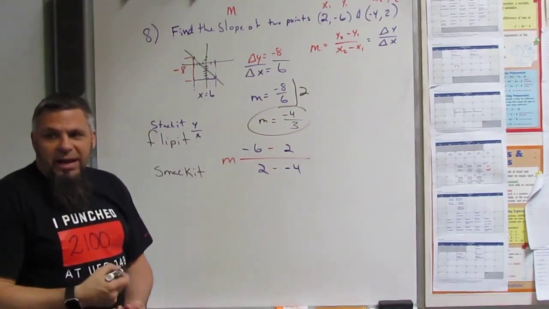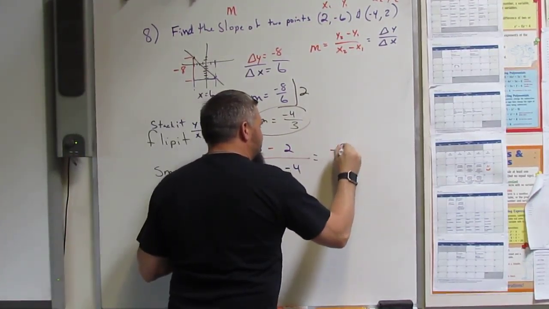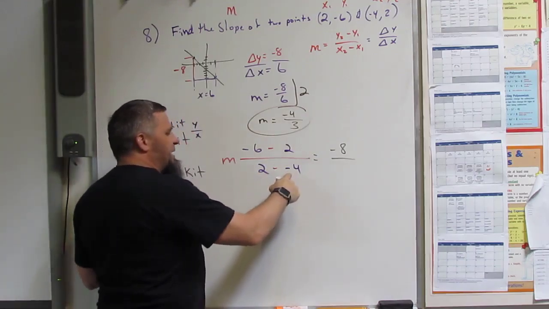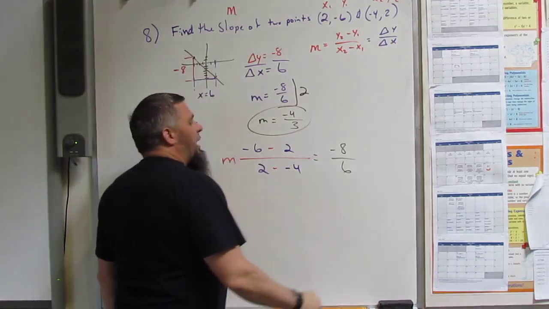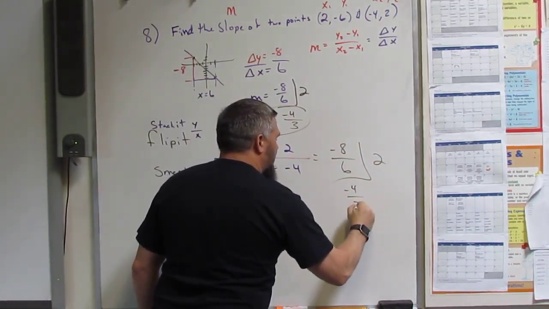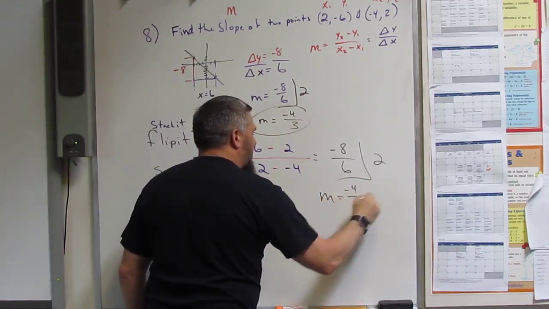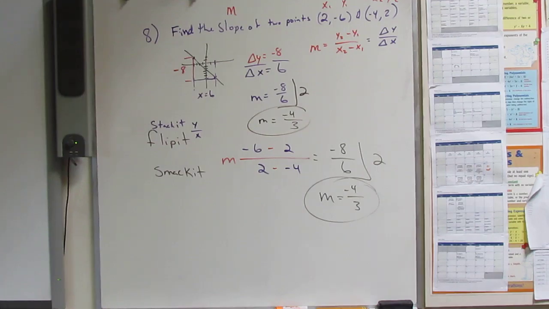So then you just do the math. -6 minus 2 is -8. And 2 minus minus plus is 6. And then again, we break it down with the 2. And we get -4 over 3. And that's m. And so those are 2 ways of solving for slope. Did it make sense? All right.